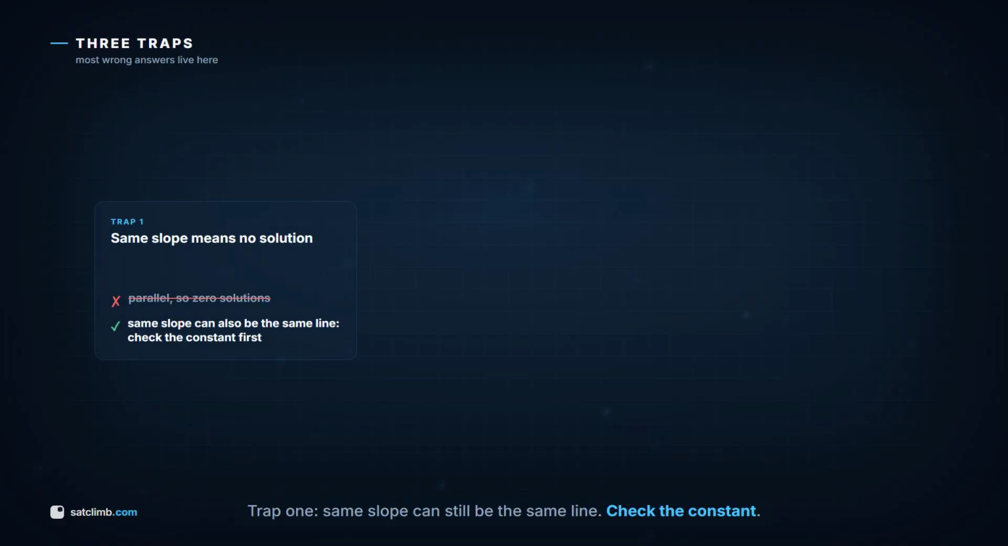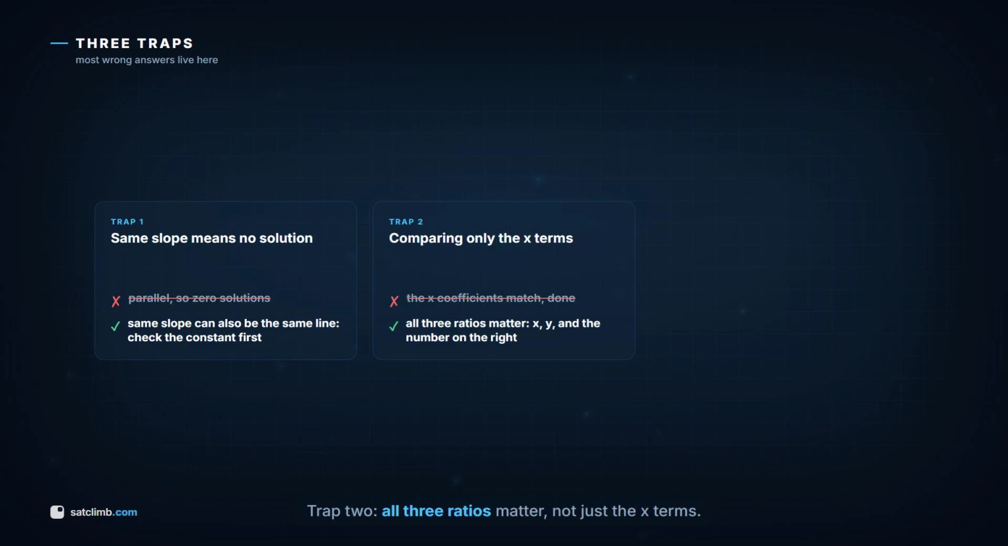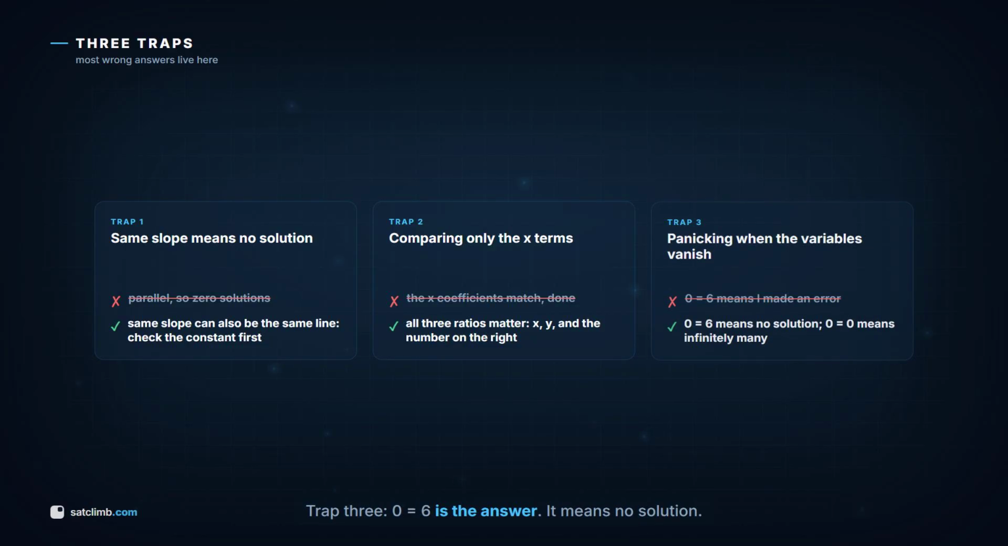3 traps. 1. Seeing the same slope and calling it no solution. Same slope can also mean the same line, which is infinitely many. Check the constant before you decide. 2. Comparing only the x coefficients. All 3 ratios have to match: x, y, and the number on the right. 3. Panicking when the variables vanish. 0 equals 6 is not a mistake, it is the answer. It means no solution. And 0 equals 0 means infinitely many.